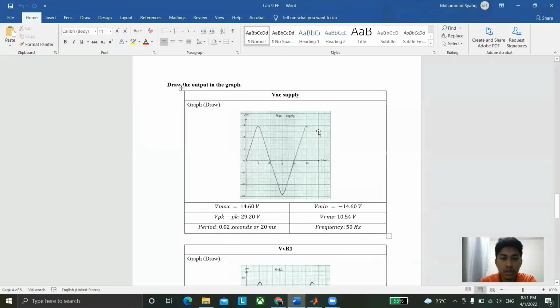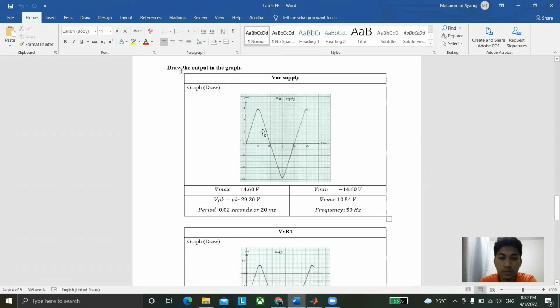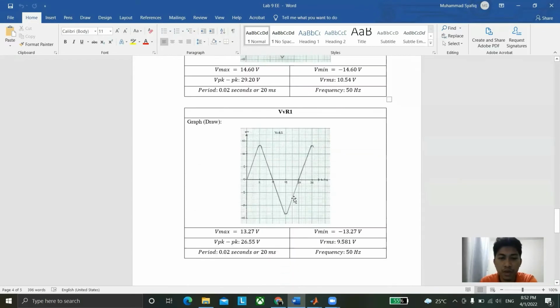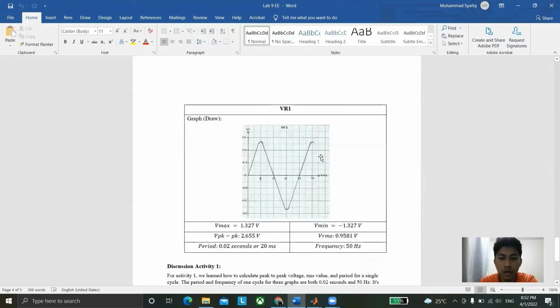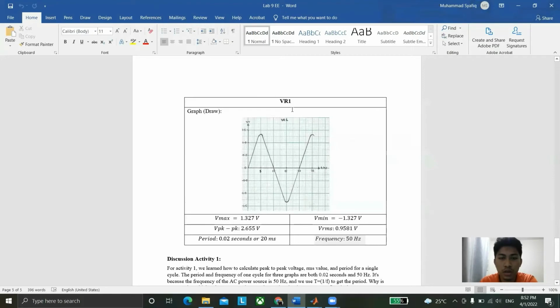So next, this is the graph of the manual way to draw the graph. So this is the basic supply here, and we get our Vmax, Vmin, Vpk, VRMS, period, and frequency. This is the voltage graph for variable resistor 1. And also this is the voltage graph for the voltage R1. Here also we get the Vmax, Vmin, Vpk, and VRMS.